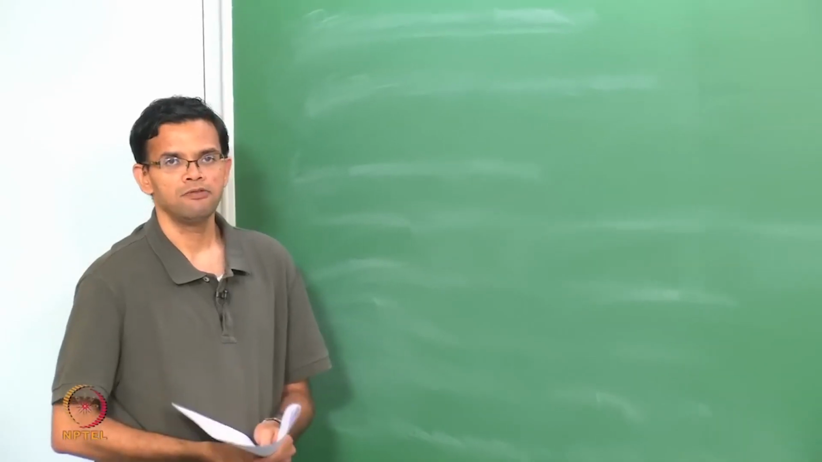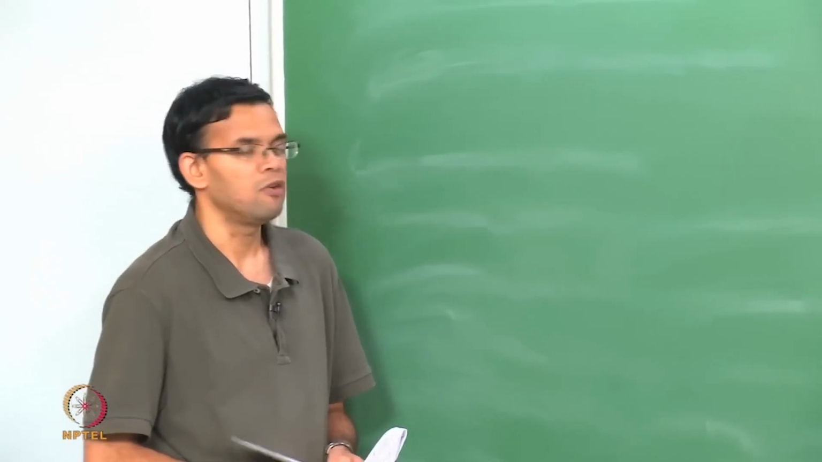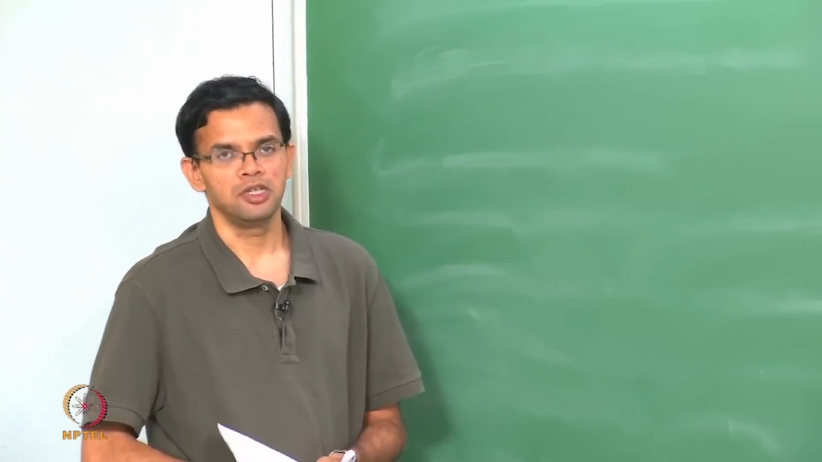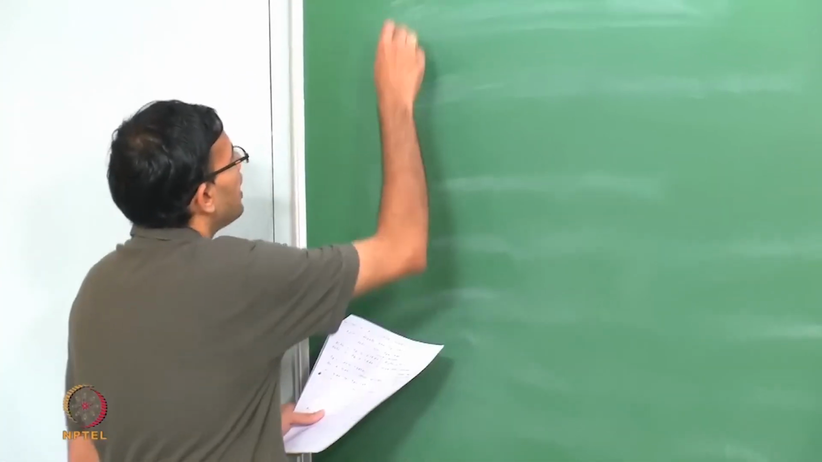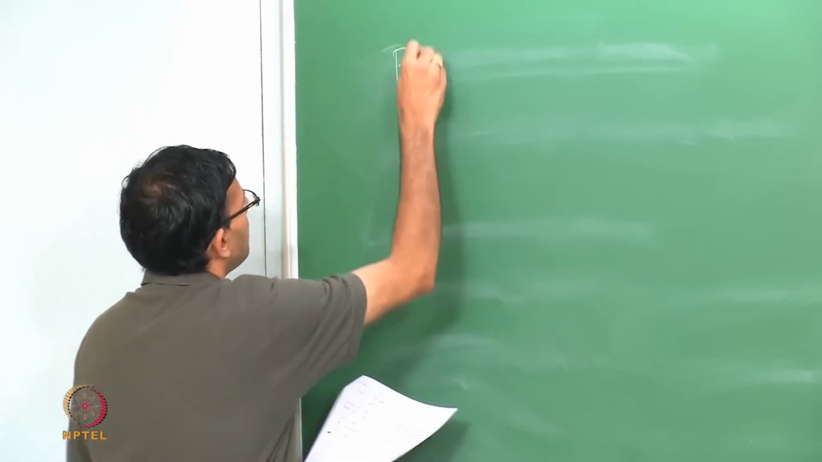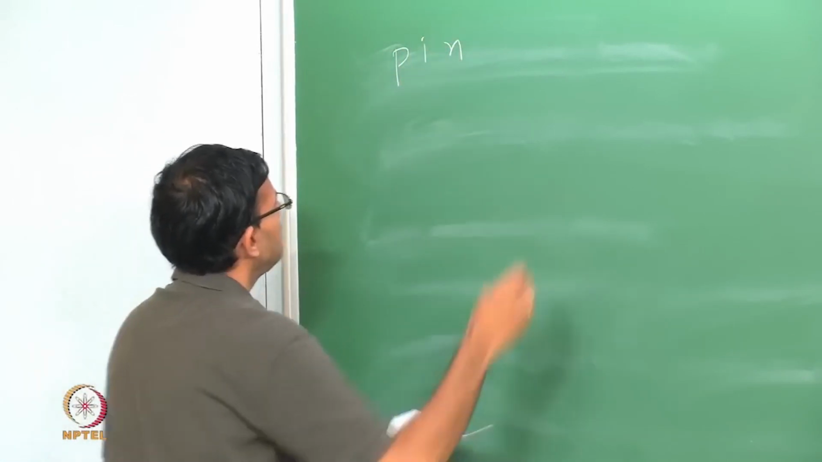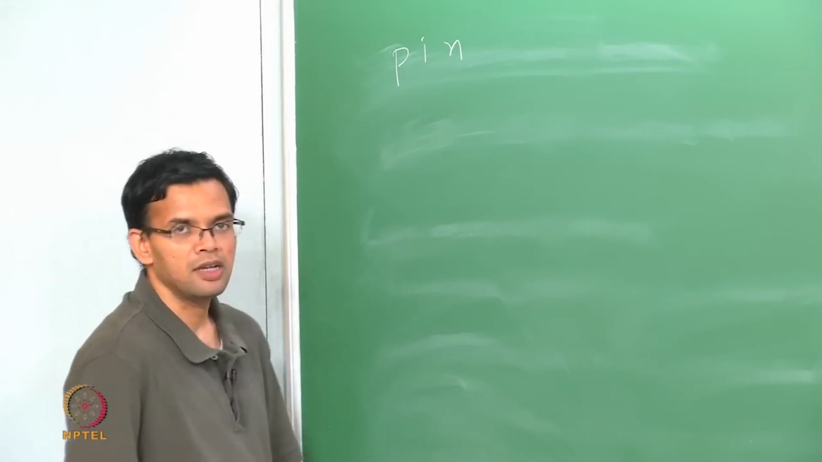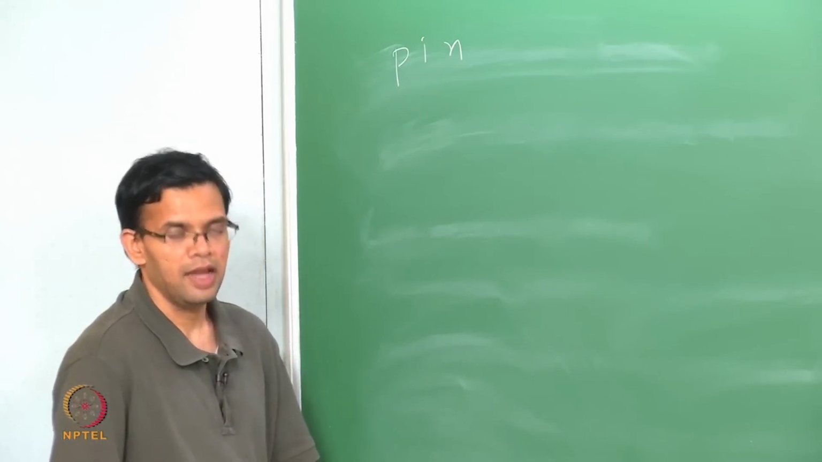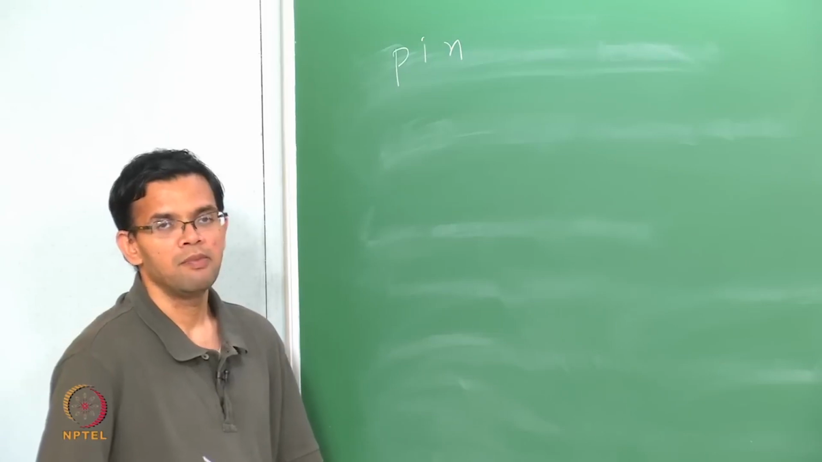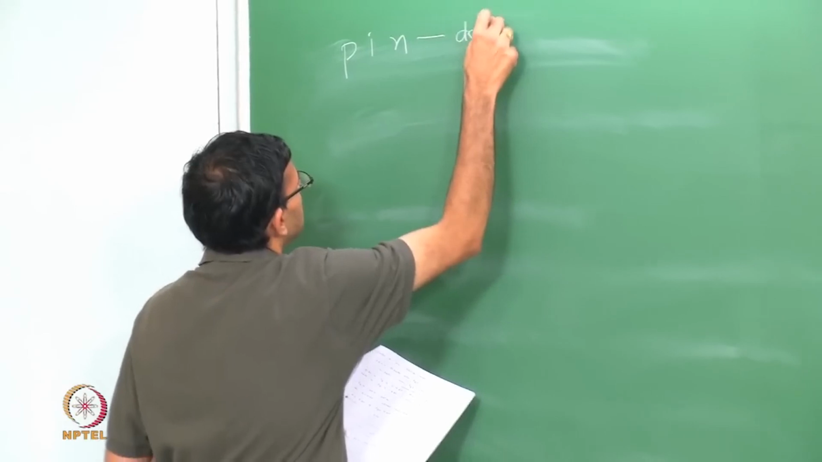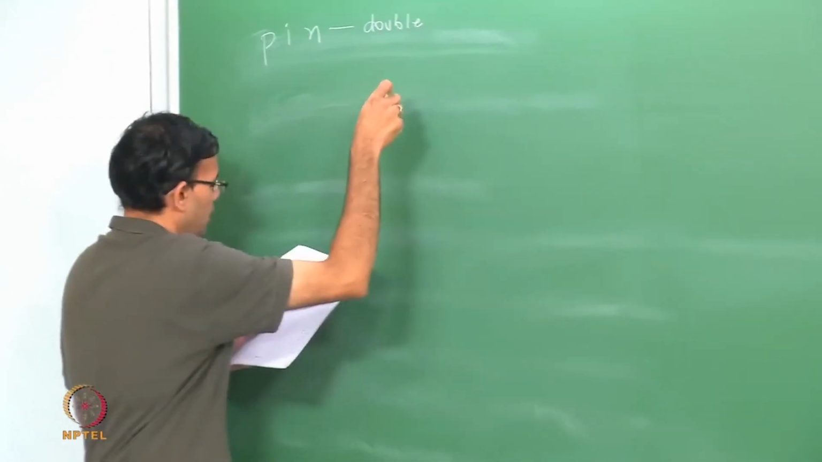So, we started off with the p-n junction and we found that we want to maximize the electron and hole recombination within the depletion region. In order to do that, we form a p-i-n. So, p is your p type, i is an intrinsic and n is an n type, and we make the materials different so that you have a double heterojunction.